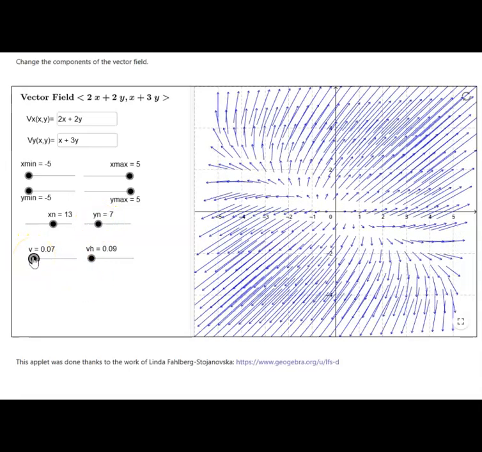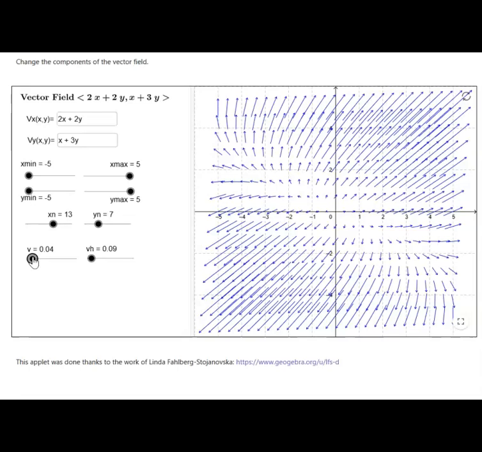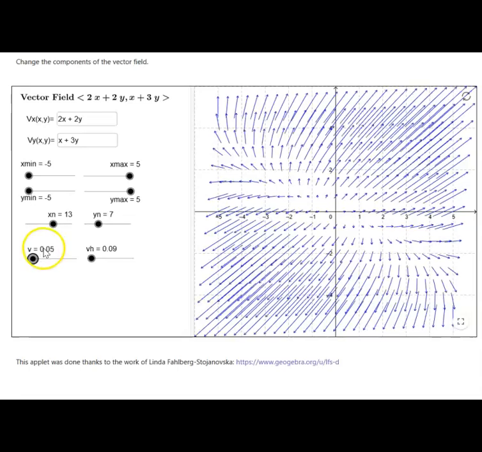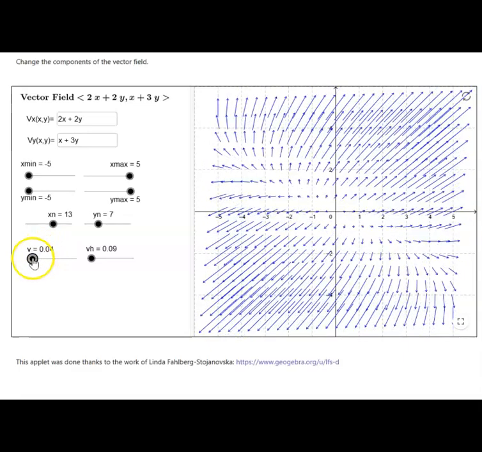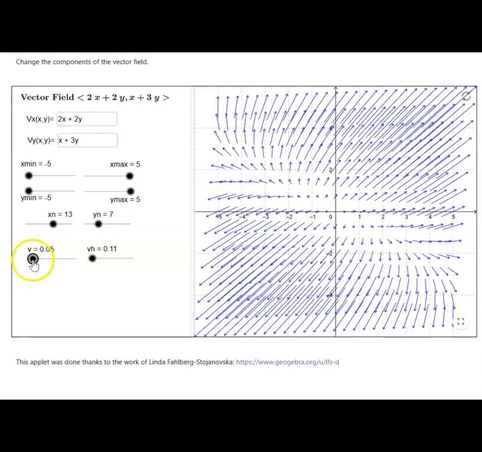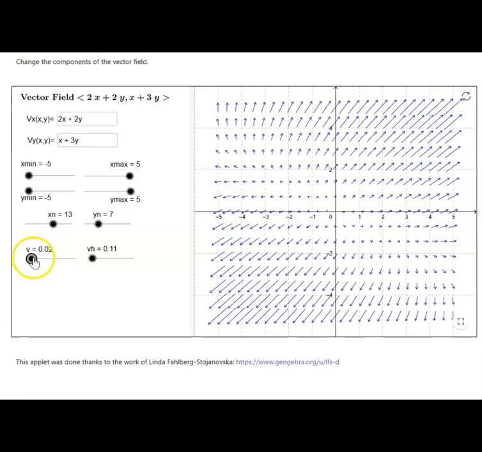This affects the length. How long do you want to make those vectors on the actual sketch itself? So play around with these numbers just a little bit, and I think this affects the arrows themselves. So what I'm going to do, let me go ahead and screenshot this, and I'm going to put this into the notes.